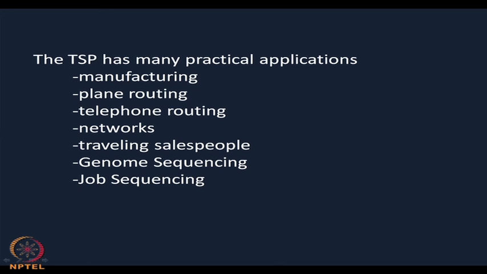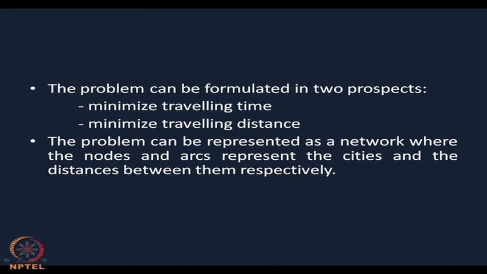So, in summary, we can tell that the problem can be formulated basically from two perspectives. One, I have to minimize the travelling time maybe, that is whenever you are travelling, the travelling time may be considered and I have to minimize the travelling time so that I can visit all the cities only once, or you can pose the problem as minimize the travelling distance.